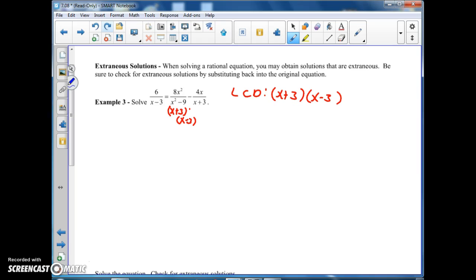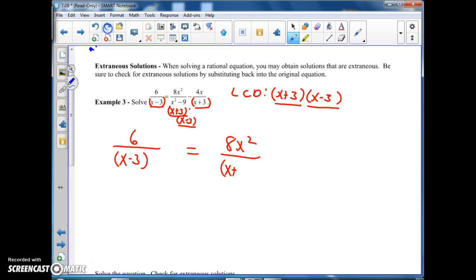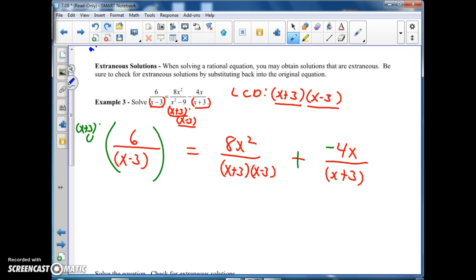Okay, so now you're going to use the method you just finished learning. You're going to multiply all three fractions by the LCD. So you see what I'm going to do here. I'm going to rewrite this in bigger form. So there's the problem. Now I'm going to multiply the first fraction by the LCD, and the second fraction by the LCD, and the third fraction by the LCD.